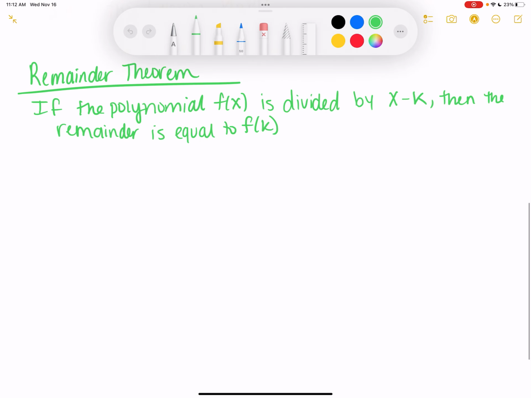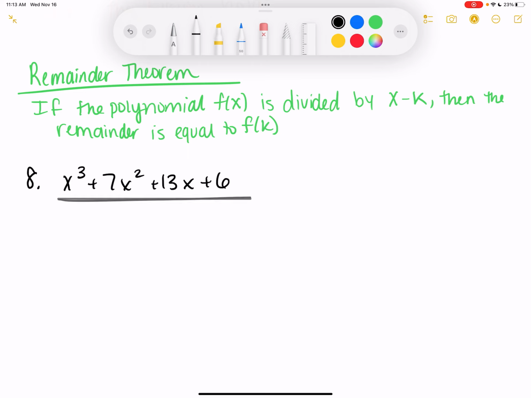Okay, so we're starting with synthetic division. So number 8, we have x cubed plus 7x squared plus 13x plus 6 divided by x plus 2. So synthetic division, we take whatever this x plus or minus whatever, we change the sign of it, so it's going to be minus 2, put it in a box.